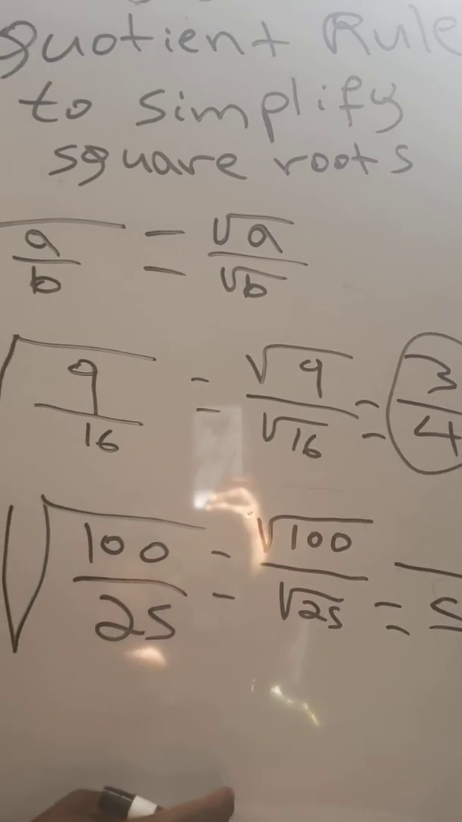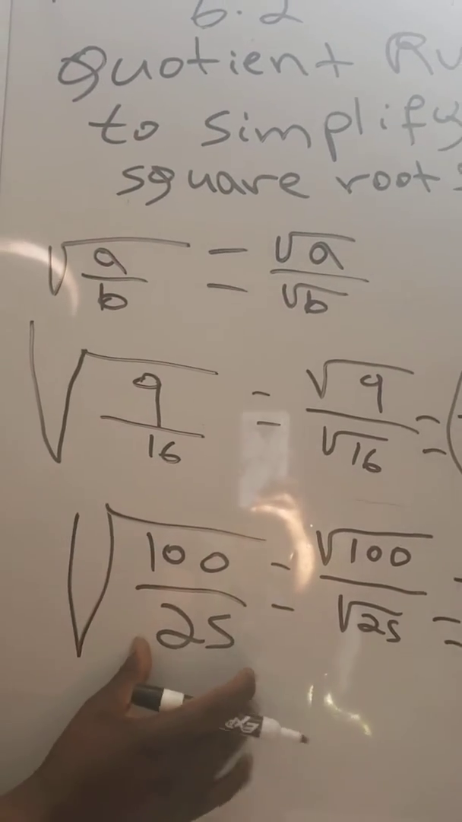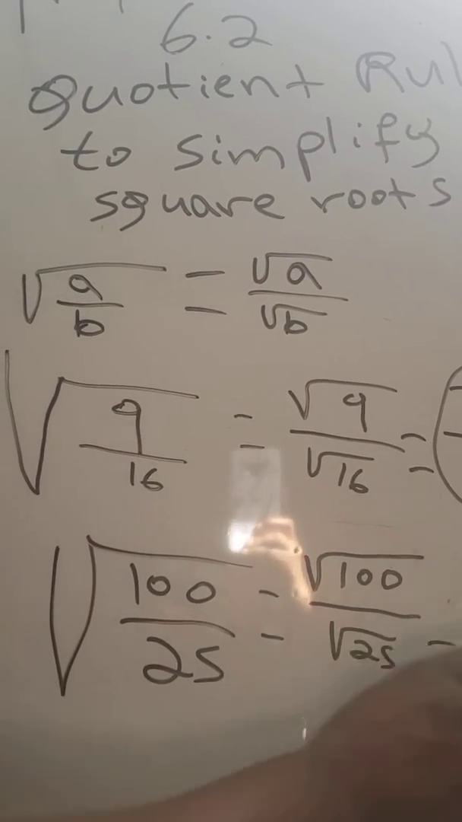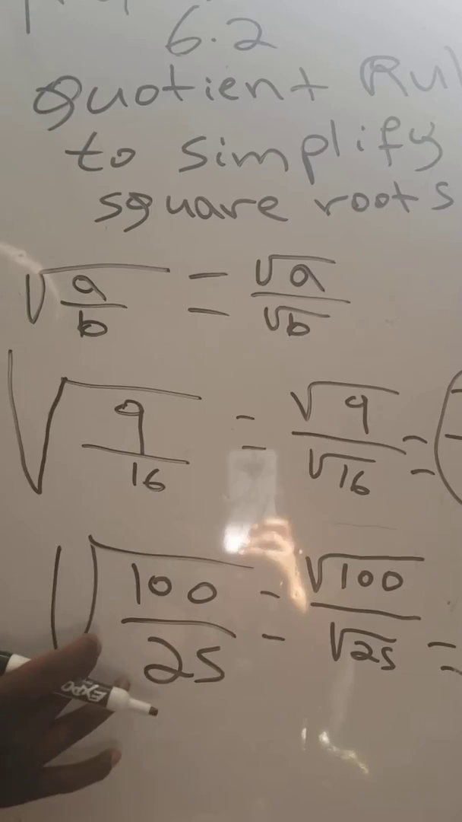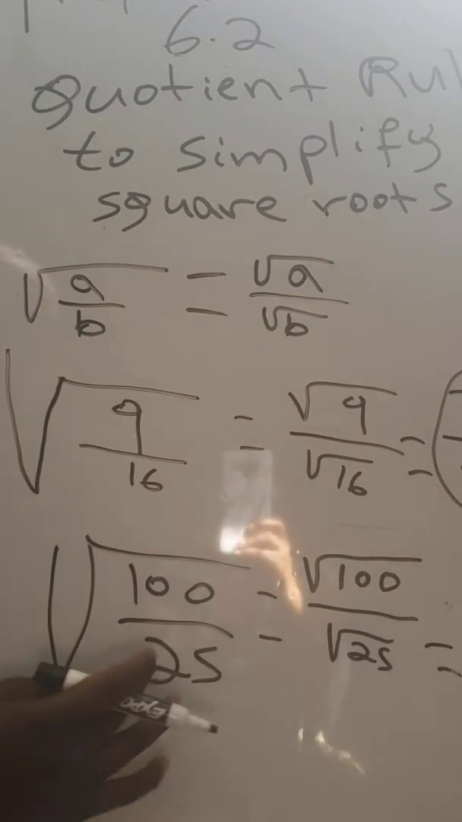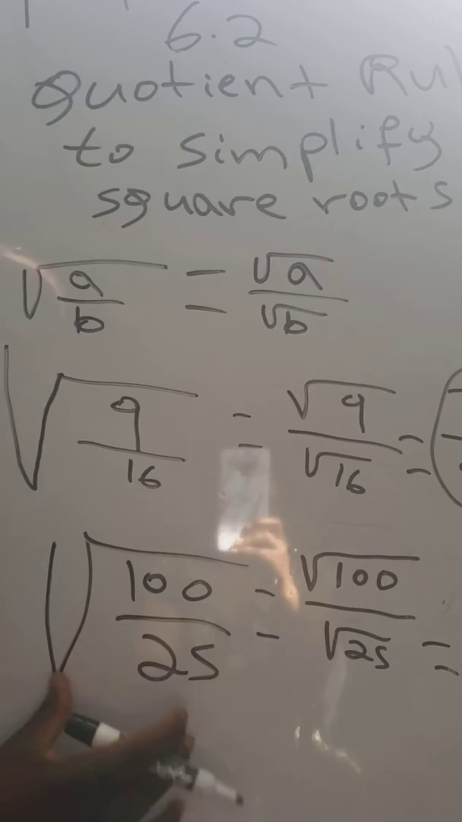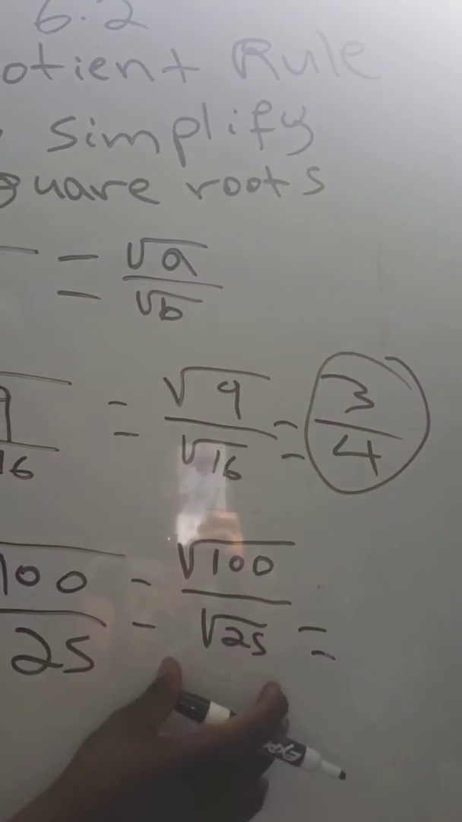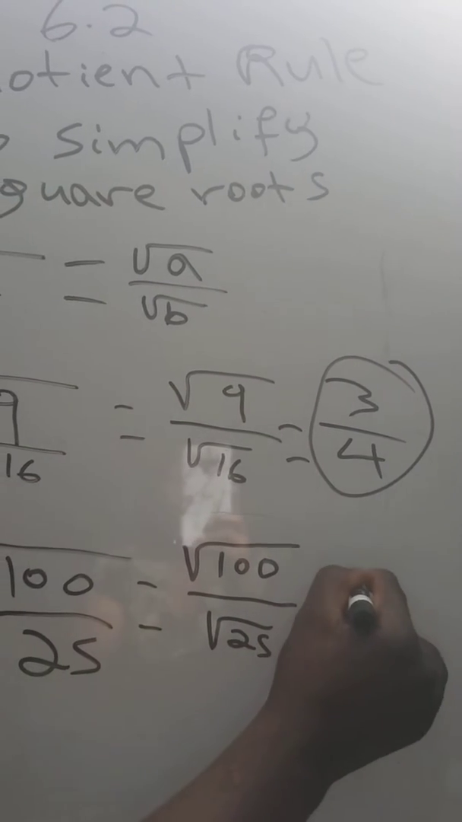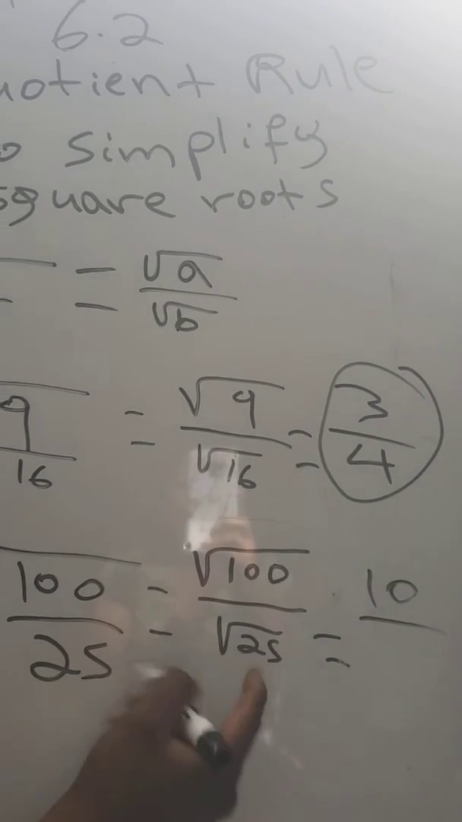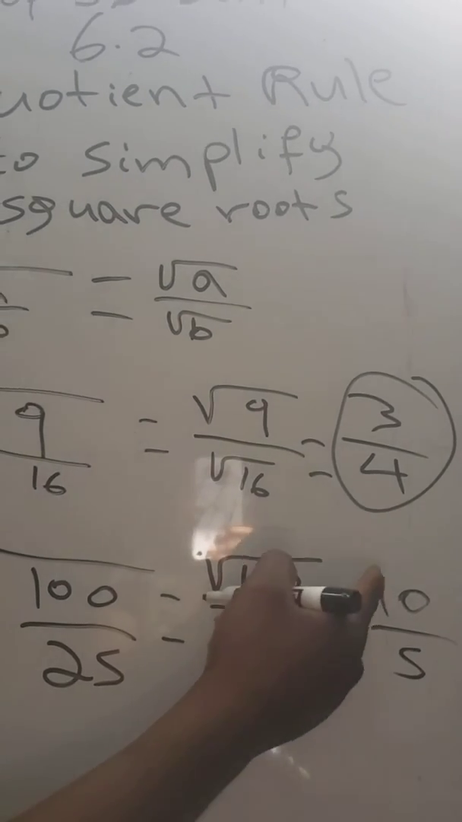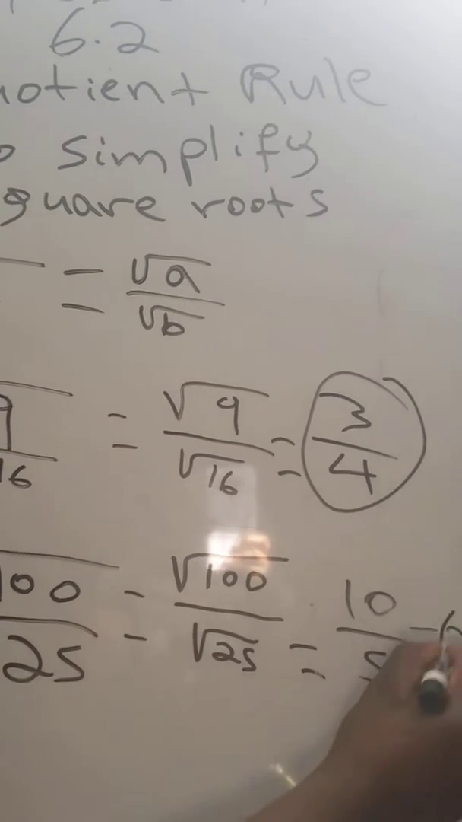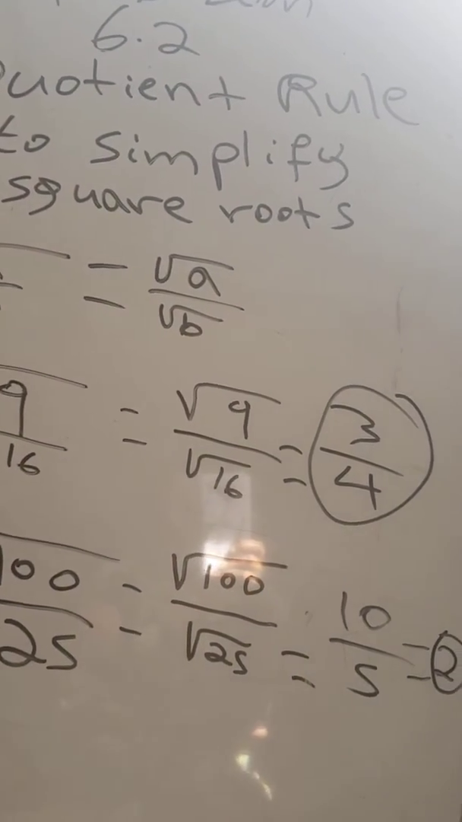Another example we could use is the square root of 100 over 25. Square root of 100 on the top, square root of 25 in the bottom. So you can rewrite that as two separate square roots, the square root of 100 over the square root of 25. The square root of 100 gives you 10, and the square root of 25 gives you 5, and 10 divided by 5 gives you 2. So 2 would be the answer for that problem.